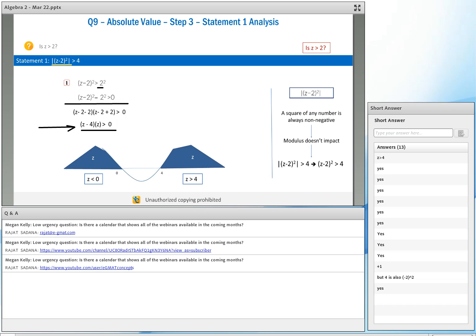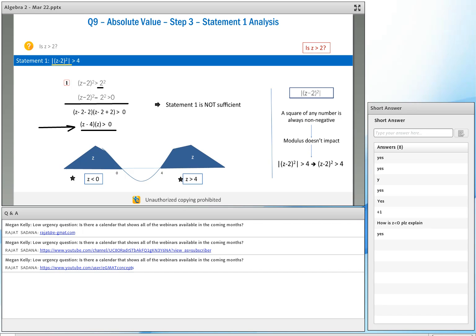z can have two possible values. Either z can be negative or z can be greater than 4. There are two possible values of z, which means statement 1 is not sufficient. You guys with me? Statement 1 is not sufficient. Why? Because z can be negative and z can be positive. z can be less than 0 or z can be greater than 4.